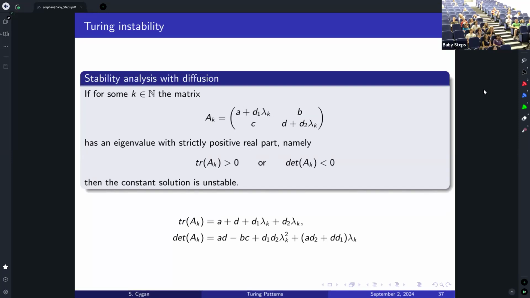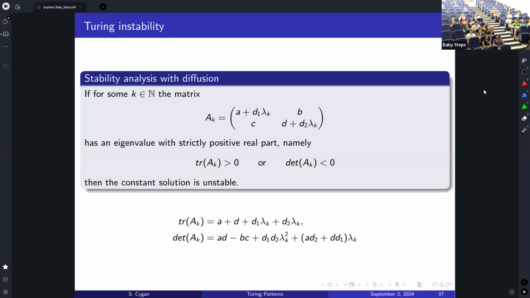And now look, for the trace of the matrix A_k, we have A plus D. This quantity is negative. And then we have minus D1 lambda_k minus D2 lambda_k. But since D1 and D2 are the diffusion coefficients, which are positive, and lambda_k are negative eigenvalues, this implies that the trace of all matrices A_k will always be negative. So we cannot obtain the instability just by forcing the trace to be positive. So the only way to make it unstable is to use the determinant.